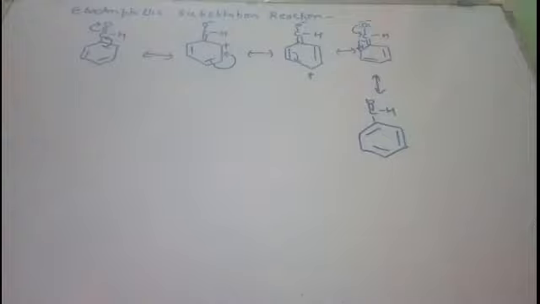Okay, they deactivate because they are withdrawing electrons from the benzene ring. Hence they deactivate the ring. Therefore they will form all the meta products. Whatever the reaction, they will form meta products. So one by one we will do the electrophilic substitution reactions. First we will do bromination.